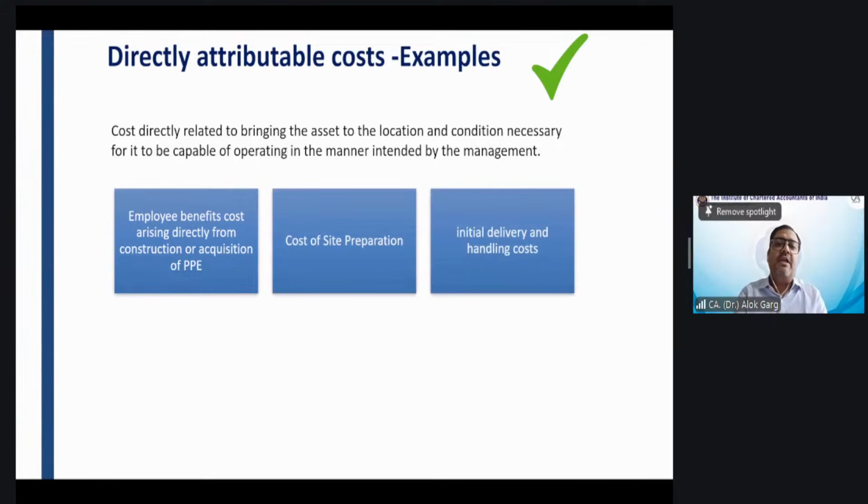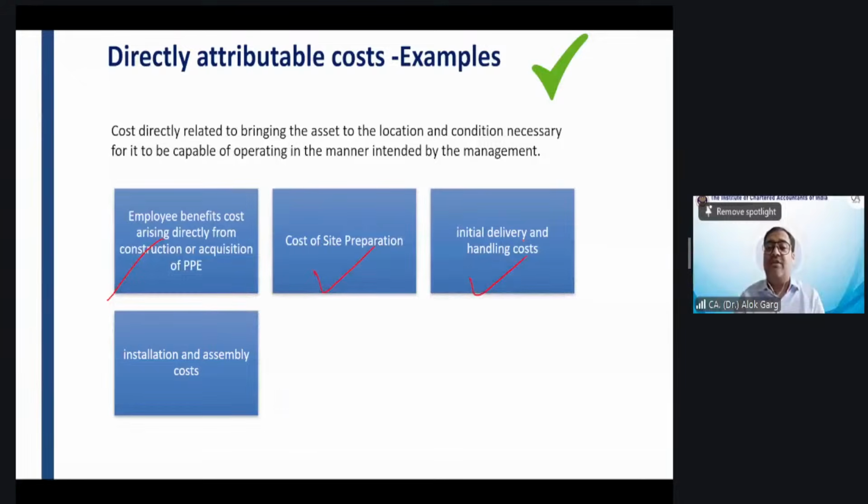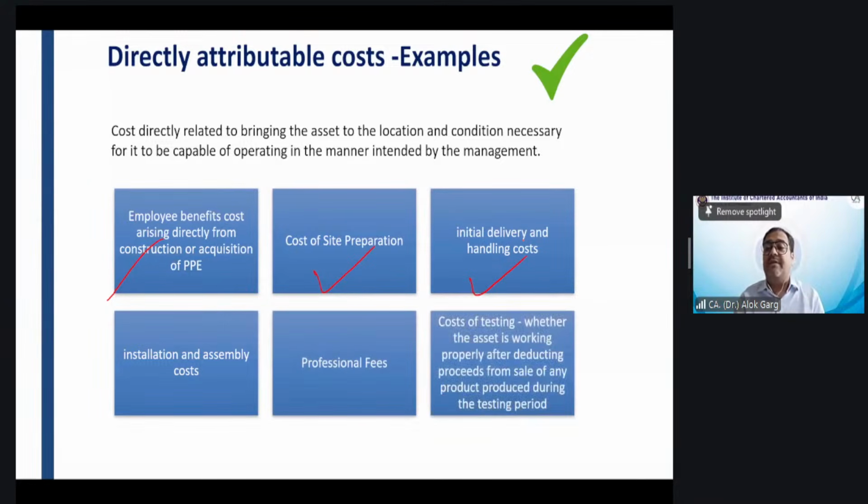Examples are employee benefits arising directly from construction or acquisition of fixed asset or PPE. Cost of site preparation, installation cost, initial delivery and handling cost, installation and assembly cost, professional fees, testing, trial run cost.